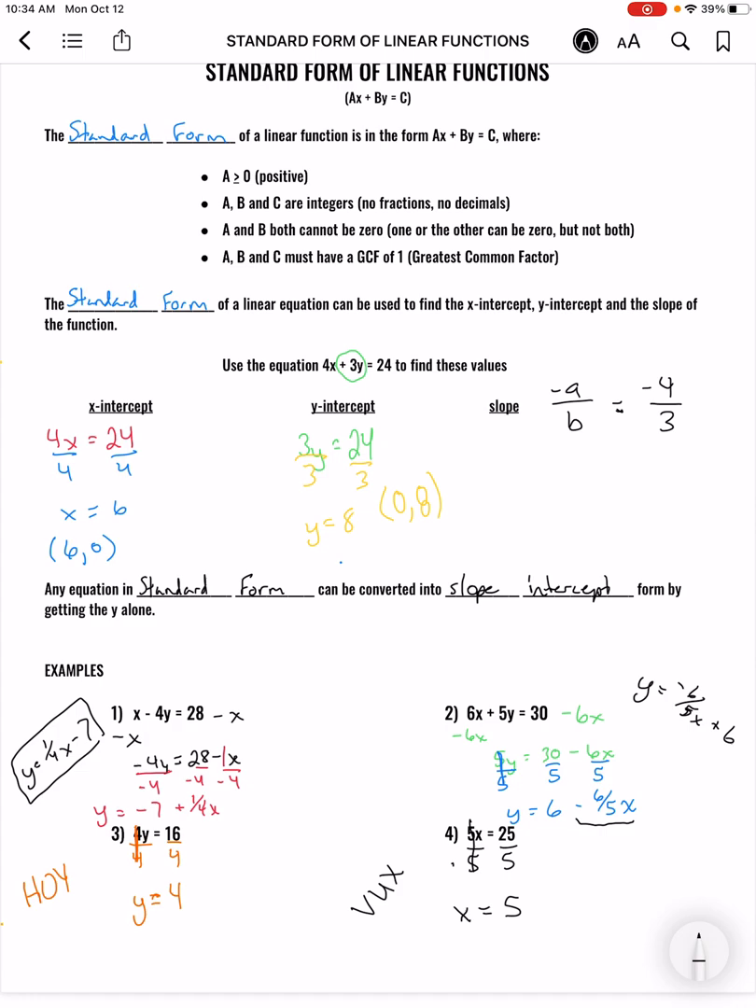All right, I hope that helps you with standard form. Again, we want to try to convert those to slope-intercept so that we can graph them. If you have any questions, please let your teacher know.